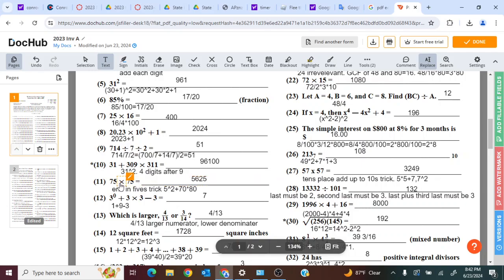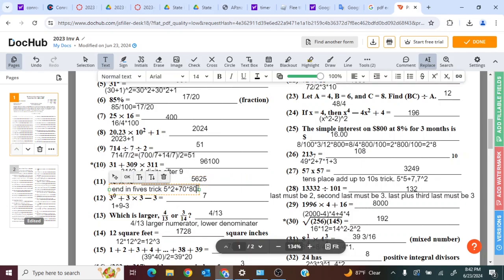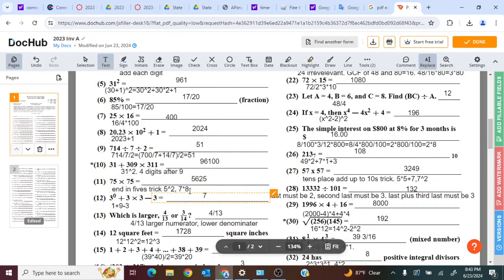75 times 75. Okay, since they both end in 5s, you can use a specific trick for this, where you square 5 and write 25 at the end for your 10s and 1s place. And then for the place before that, you do 7 times 8. I think I tried to write something and then I forgot. It's 7 times 8, I suppose. It's consistent with my other formats I did.